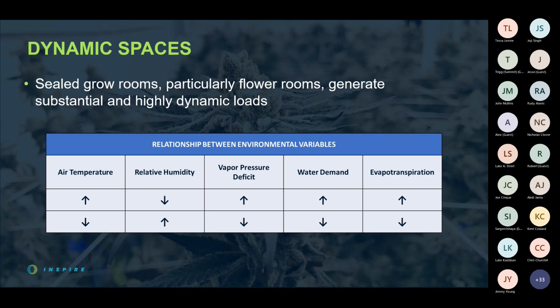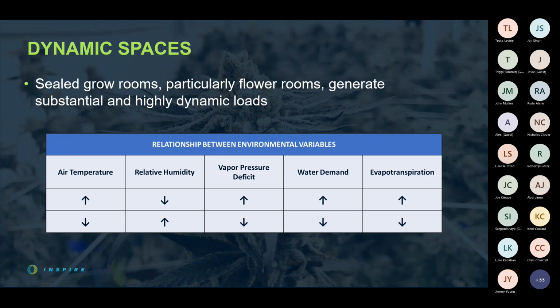Compare that to an office space or your home where the conditions are fairly static. They don't change that frequently or dramatically. And to design and operate efficient HVAC systems, we must understand the dynamics that are happening in these spaces throughout a harvest cycle. Left uncontrolled, these drastic changes in the environment lead to poor plant health, quality, and yield.